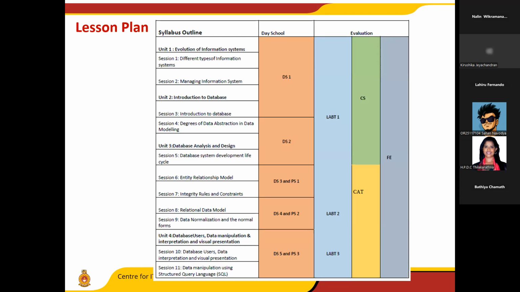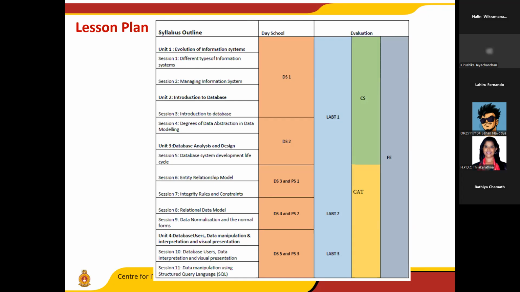And once we go to the lesson plan, this particular course will have 5 day schools and 3 practical sessions. So your whole 4 units will comprise 5 day schools and 3 practical sessions, and these will be evaluated using 3 lab tests and 1 case study with viva, and a CAT exam and final exam.